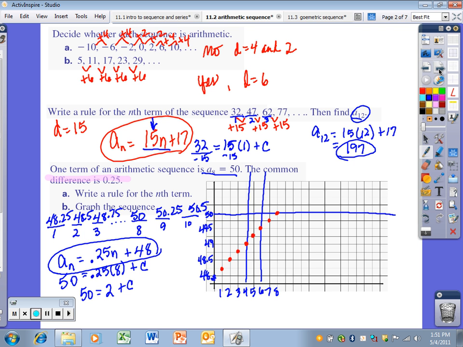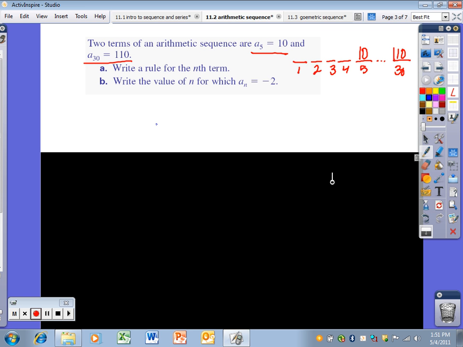So let's go back here. Which are my x's? The 10 and 110 or the 5 and 30? These would be my x's and these would be my y's. So slope, the difference is slope, which is the difference of my y's, 110 minus 10, over the difference of my x's, 30 minus 5.